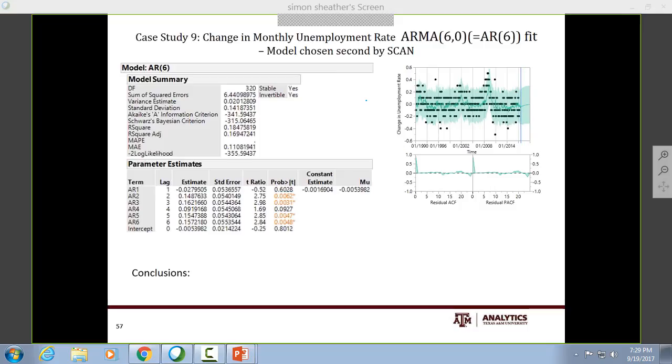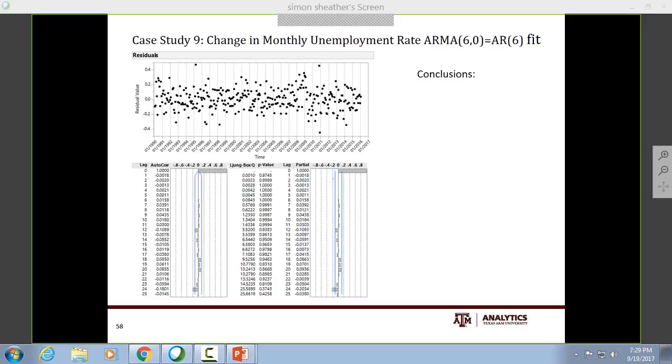Okay, AR6, right? That was the second model chosen by SCAN. Is the model parsimonious? No, because it's got an AR1 lag that's not significant. It's got an AR4 lag that's not significant. Is the model valid? Yes. The model is valid, but it's not parsimonious. Okay, good.